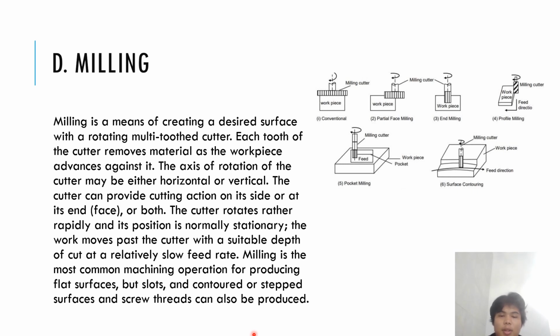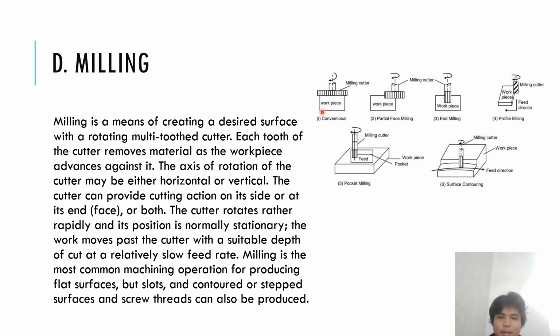The cutter rotates rather rapidly and its position is normally stationary. The work moves past the cutter with a suitable depth of cut, a relatively slow feed rate. Milling is the most common machining operation for producing flat surface, but slots and contour or stepped surface and screw threads can also be produced.